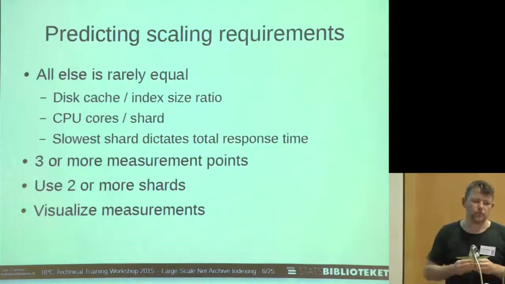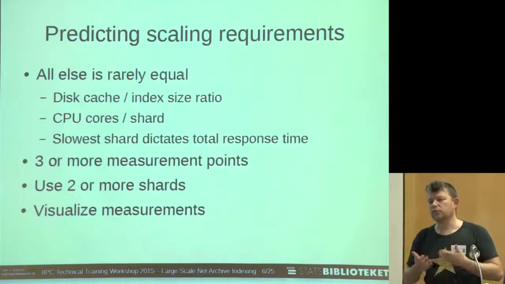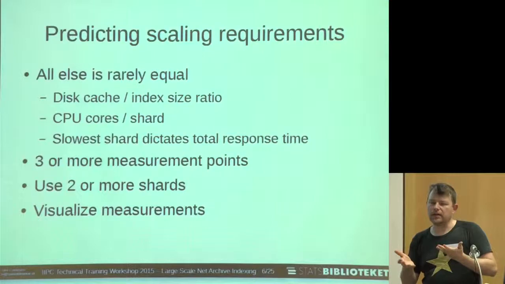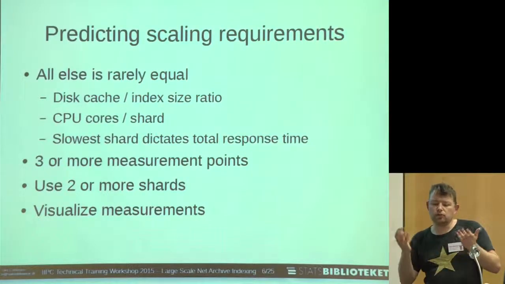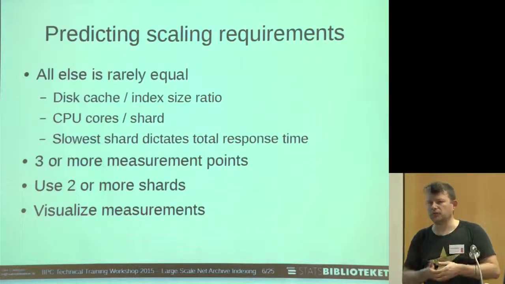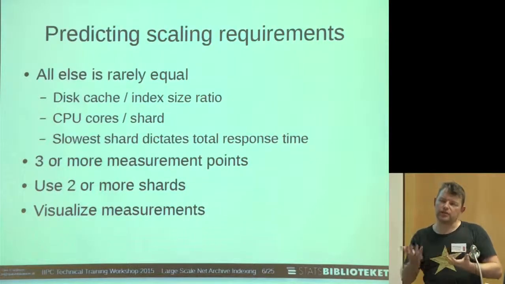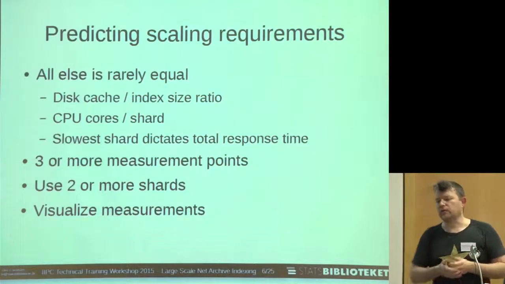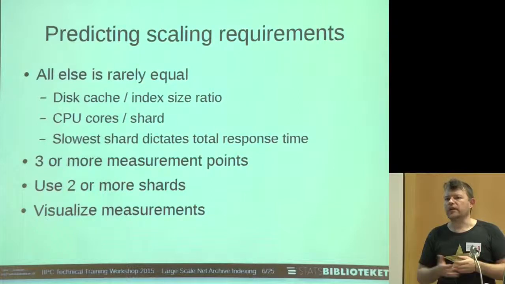So really do remember to measure at multiple points when you're scaling up. If you have a machine and want to find out how much it can take, measure with 2 shards of 100 gigabytes, 2 shards of 200 gigabytes, 2 shards of 300 gigabytes, in order to get an impression of whether it's a logarithmic or a linear progression that we have here.